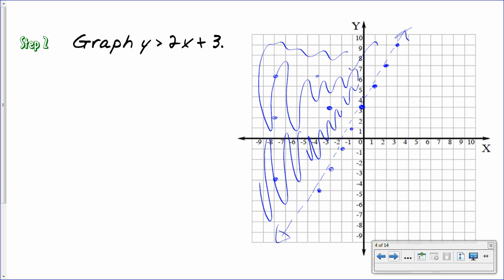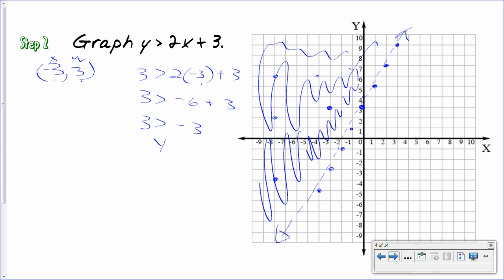Yes. Okay, so I got 3 and, or it's -3 and 3, right? So I can take 3, 2 times -3, and basically I'm just plugging the points in for y and x. So it's 3 greater than -3. So it is a true statement.